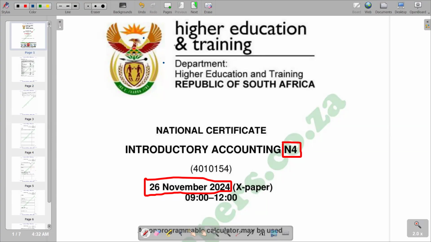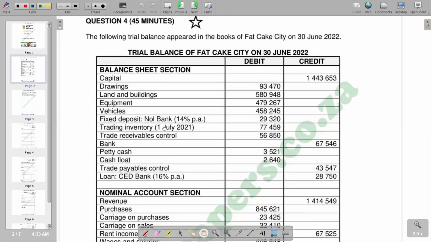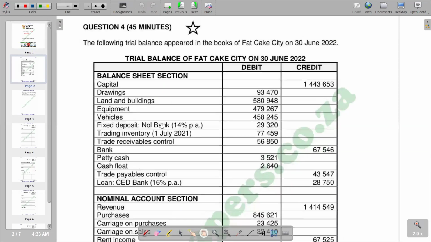In this video, we want to look at a question from the question paper of November 2024, and we are going to look at the preparation of statement of profit or loss. So this is the last question on this question paper, that is our question 4. The question requires us to spend on average 45 minutes on it.